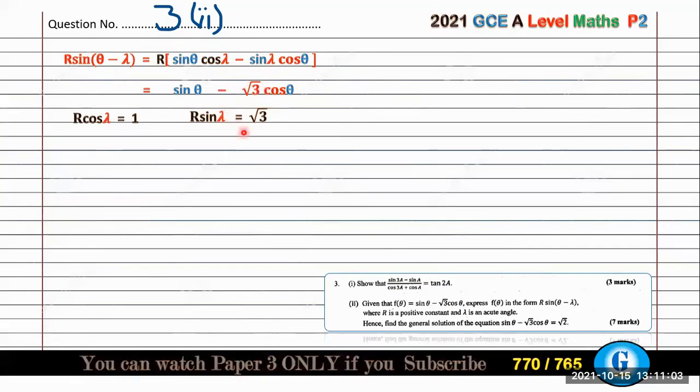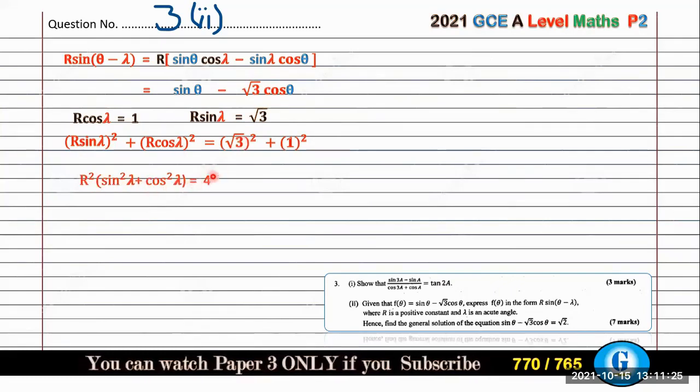So from here, we can look for r, right? If you square both sides and add them, we have the left-hand side, r cos lambda squared plus r sine lambda squared, equal to 1 squared plus root 3 squared. The left-hand side gives r squared into sine squared lambda plus cos squared lambda, and the right-hand side is 4, since root 3 squared is 3, plus 1 is 4. But sine squared lambda plus cos squared lambda is 1. Therefore, r squared is equal to 4, and r is equal to 2 because the question says that r is a positive constant.